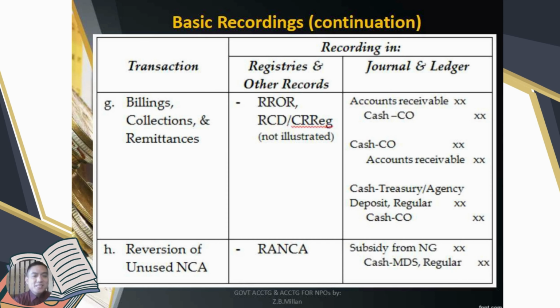Billings, collections, and remittances: RROR, RCB, CRR, CRREG. The entry will be debit accounts receivable, credit cash, CO, the collecting officer. Cash, treasury agency deposit regular, cash collecting officer. These are the collections, and if you are a cashier, this is it.